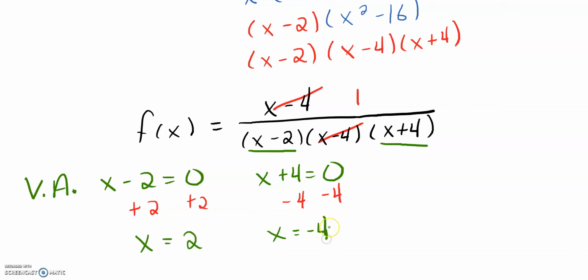Be very careful. Vertical asymptotes are lines, so each one needs x equals with it. So when you write these out, it's going to be x equals 2, comma, x equals negative 4. You've written the two lines, you have your two vertical asymptotes. Now, what happens with the x minus 4?